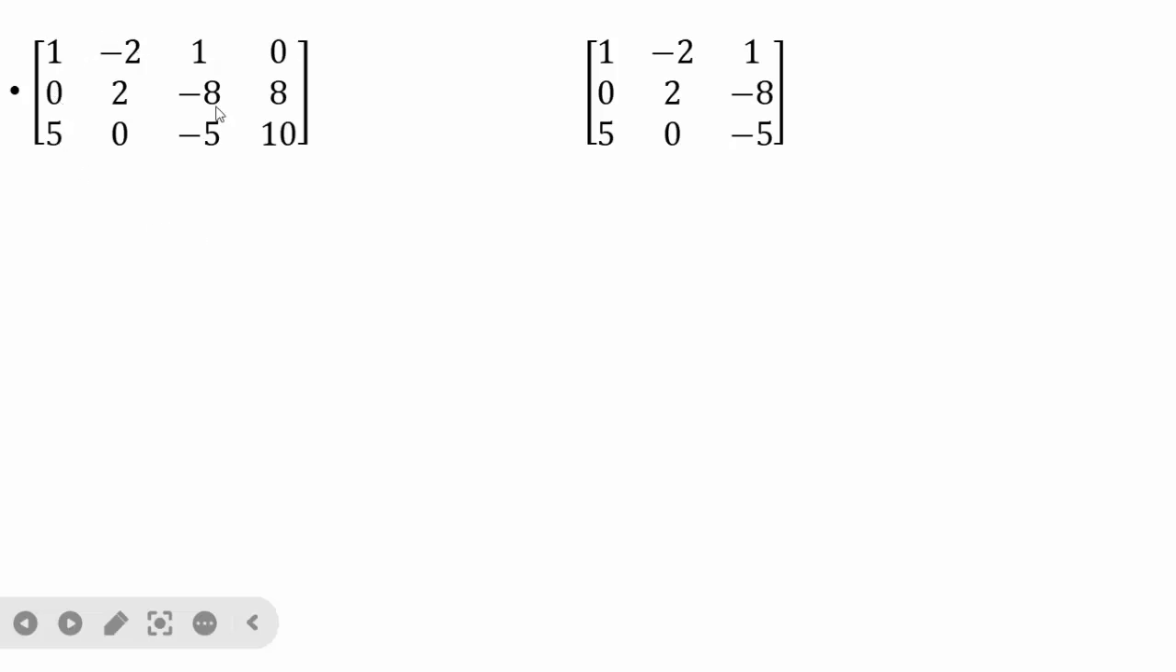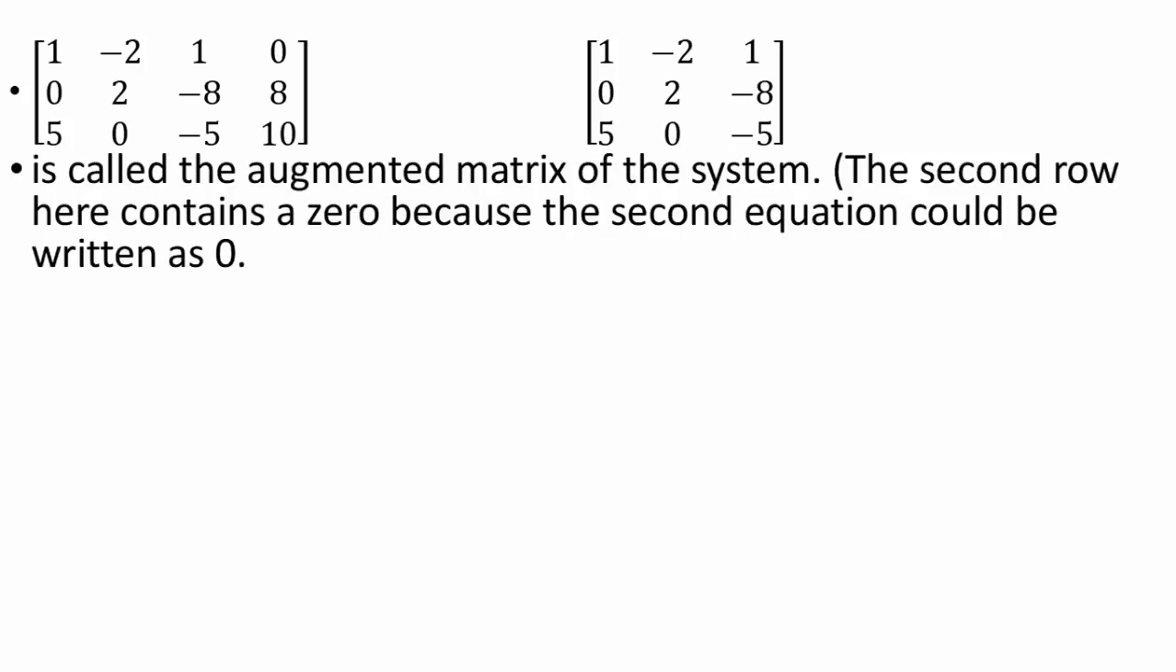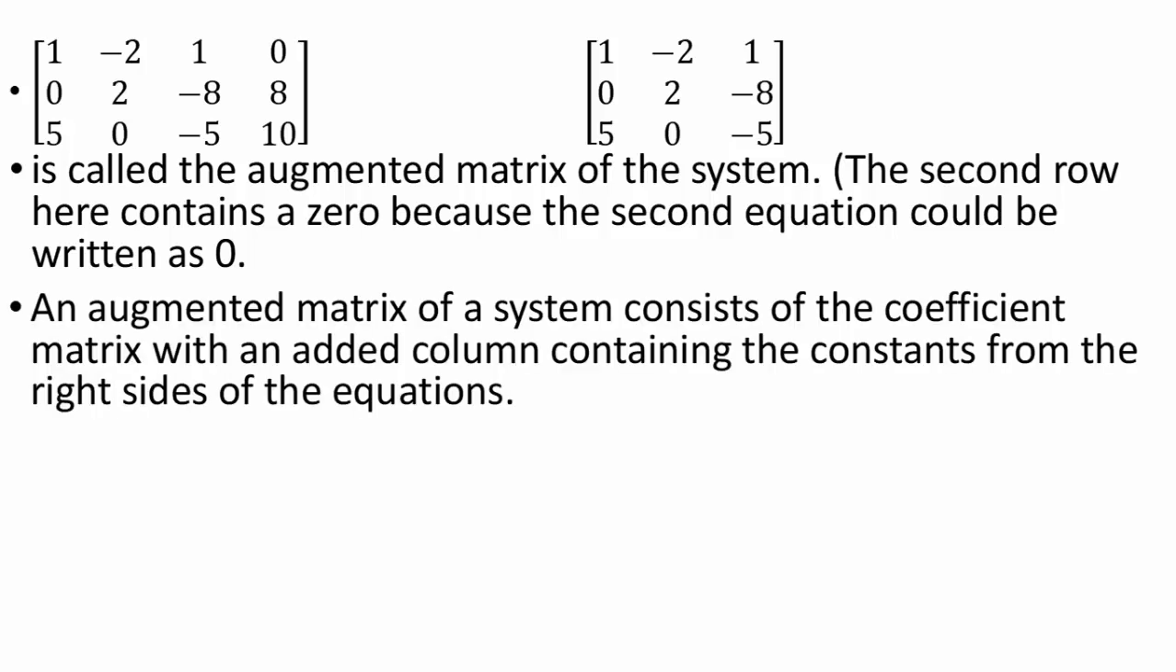The system of equations contains three variables, therefore the first three columns are coefficients of the three variables, and the fourth column is the constant term on the right hand side of the equation. This is called the augmented matrix of the system. The second row contains a 0 because the second equation could be written as 0x1 plus 2x2 plus minus 8x3 equal to 8. An augmented matrix of the system consists of the coefficient matrix with an added column containing the constants from the right side of the equations.